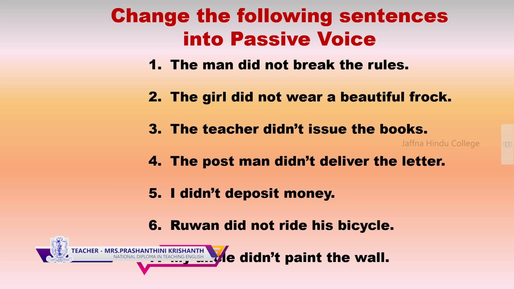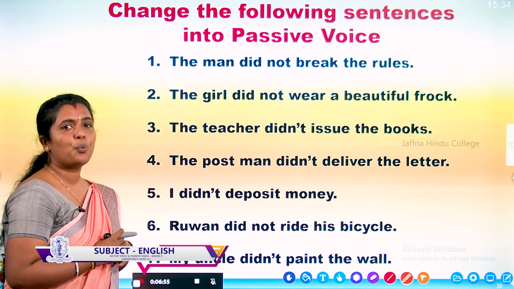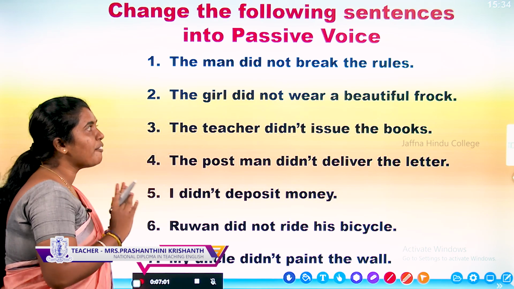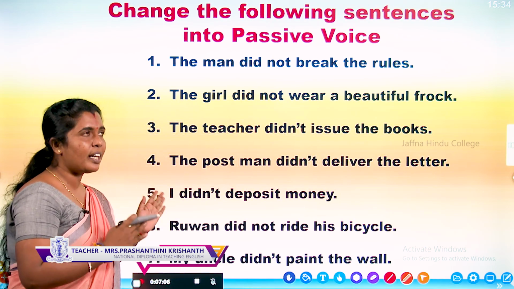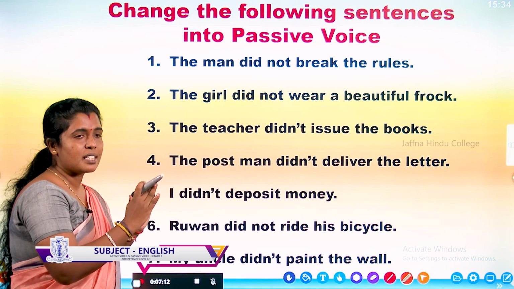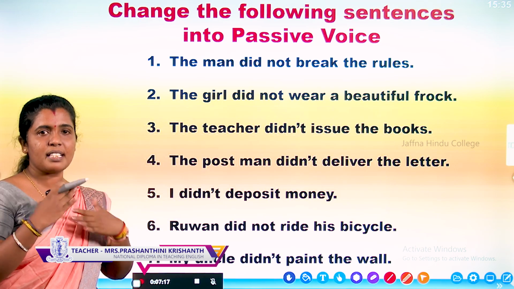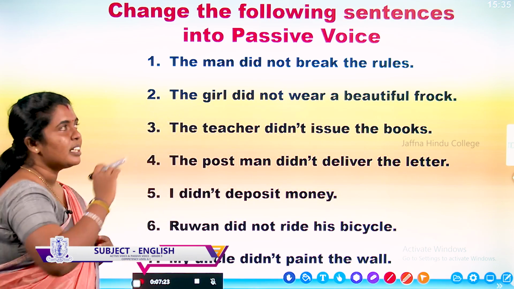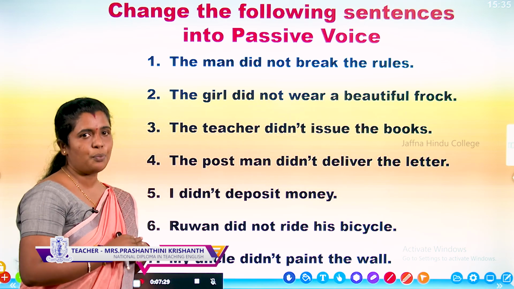Now we can do an exercise. Change the following sentences into passive voice. When you approach this type of question, first you have to identify which tense this is. Here you can easily identify this is past tense because I taught you past tense and the exercise is also past. But for the examination you will face mixed tenses, right? All the tenses will be mixed there. So you have to identify which tense this is. Then only you have to choose the format, how to change into passive voice, right?